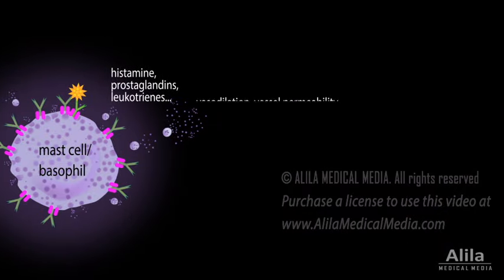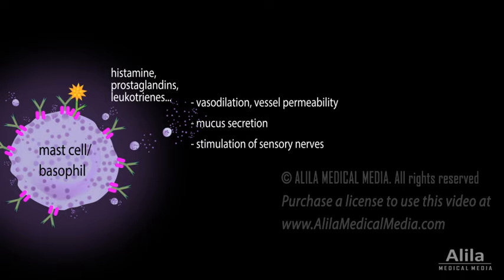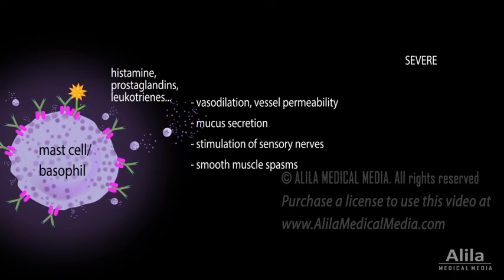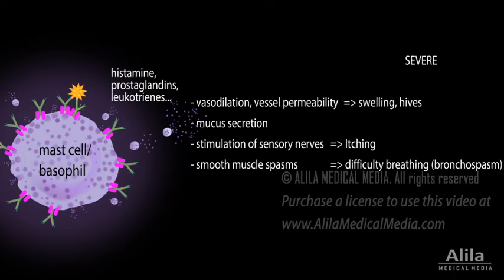These chemicals cause dilation and increased permeability of blood vessels, mucus secretion, stimulation of sensory nerves, smooth muscle spasms, and are responsible for allergic symptoms, which can range from mild to severe. Mild symptoms usually consist of watery eyes, runny nose, sneezing, and a mild rash. While severe reactions may include swelling, hives, difficulty breathing due to bronchospasm, and digestive problems due to increased gastrointestinal motility.